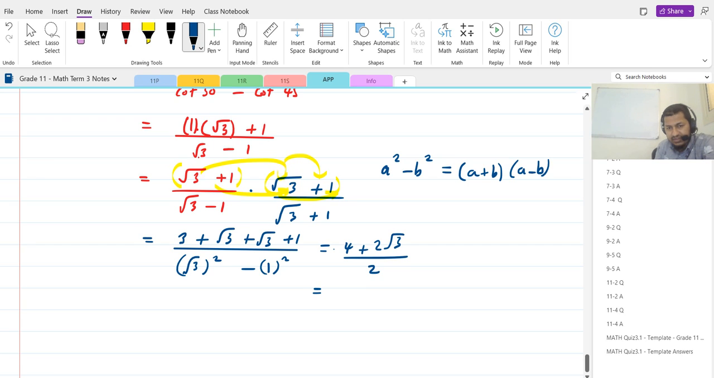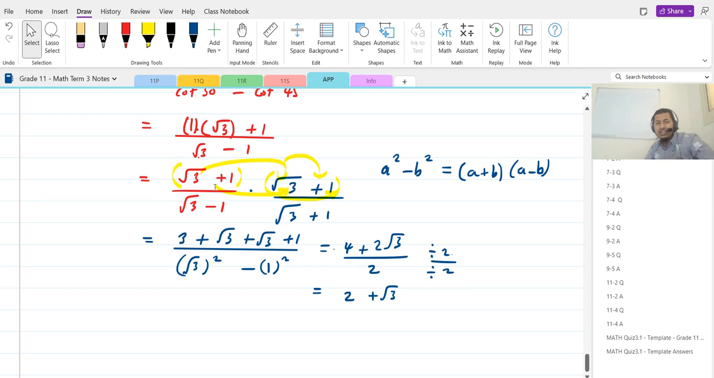Now if you divide everything by 2, divide by 2 on top, divide by 2 at the bottom, you should get the answer. Whatever you do to the numerator, do the same to the denominator. So 4 divided by 2 is 2. 2 root 3 divided by 2 is square root of 3, and 2 divided by 2 is 1. So that's the answer, 2 plus root 3.